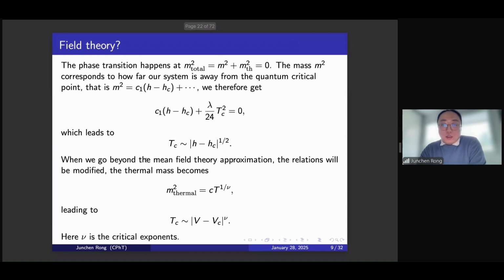If you go beyond the mean field theory approximation, beyond 4D, you can do the epsilon expansion. This lambda would be the CFT lambda, the critical coupling at the CFT point. And for your mass, you need some relation. Instead of getting a 1/2, which is the mean field theory value, you should get a nu, which is one of your thermal critical exponents.